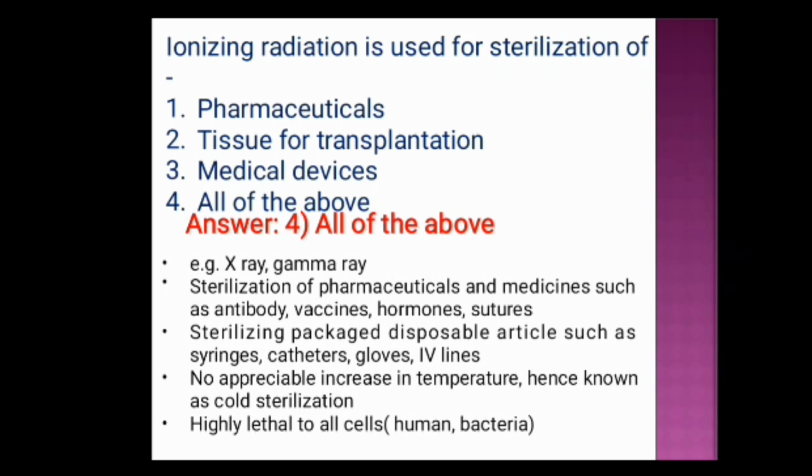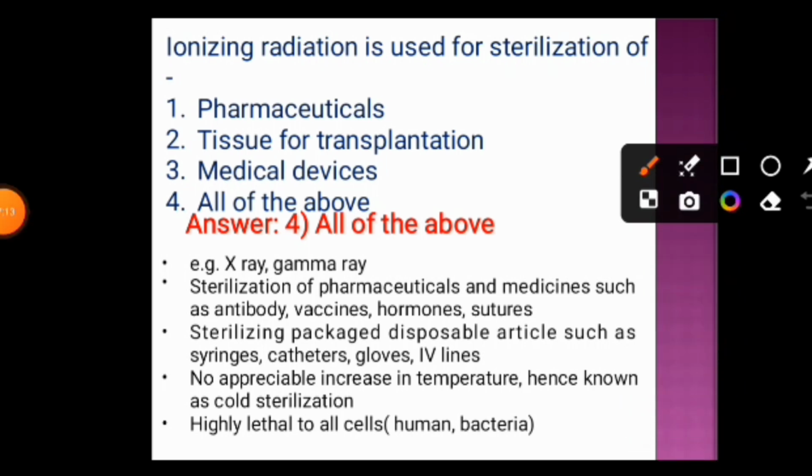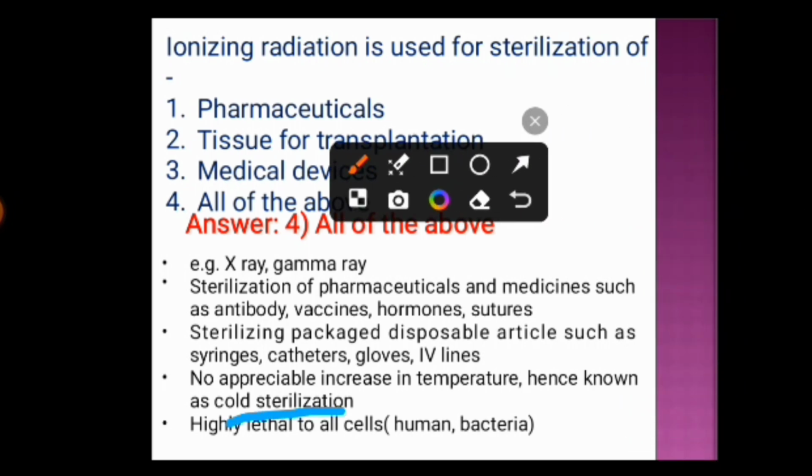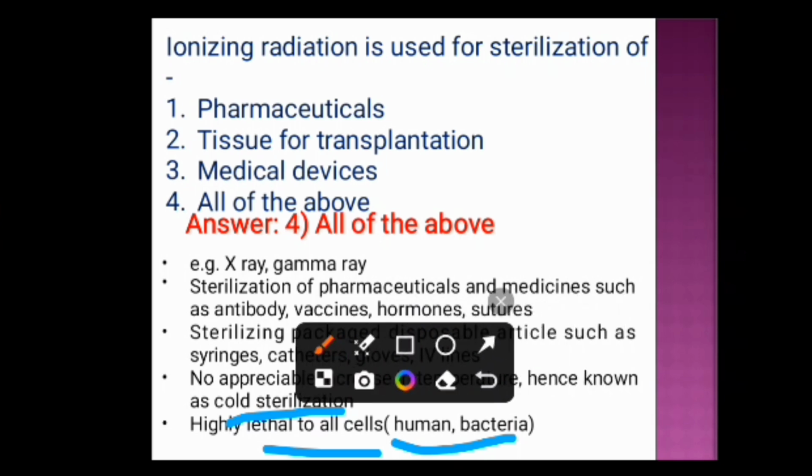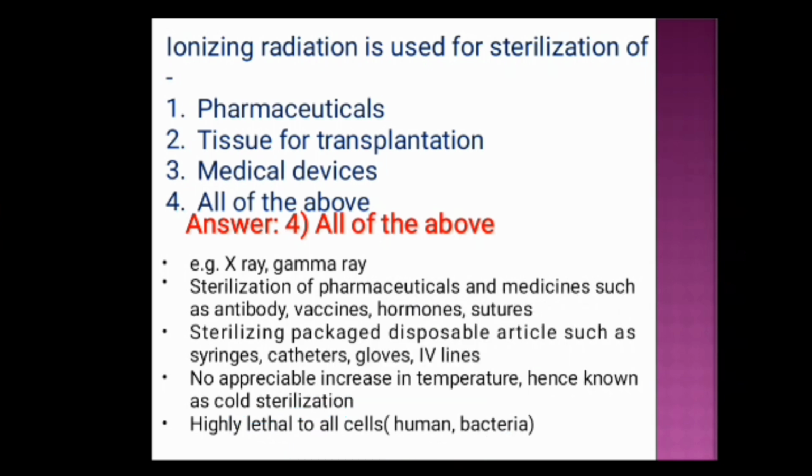In ionizing radiation, that is in gamma ray, there is no appreciable increase in the temperature. That's why it is known as cold sterilization. It is very important that this gamma radiation sterilization is known as cold sterilization. This gamma radiation is highly deadly to all cells, human and bacteria. And this gamma radiation sterilization is particularly popular since it can be applied to fully packaged sealed items, thus limiting the potential for recontamination by eliminating post sterilization packaging steps. So that's why it is very popular.